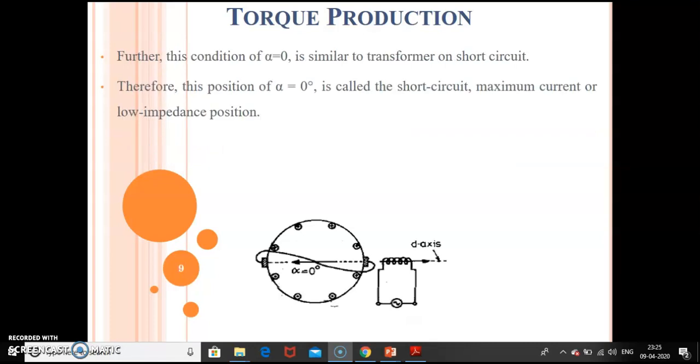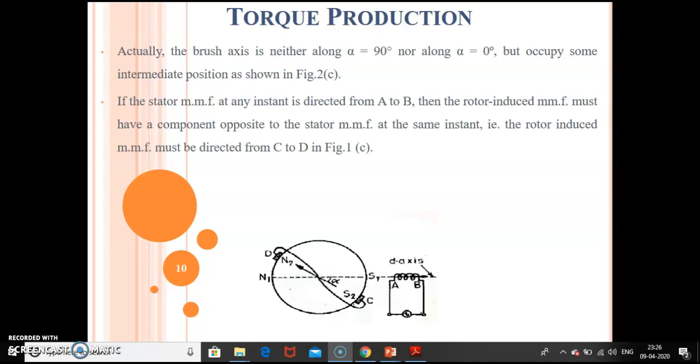Further, this condition of alpha equal to 0 is similar to the transformer on short circuit. Therefore, this position alpha equal to 0 degrees is the short circuit or maximum current or low impedance position. So alpha equal to 90 degrees or alpha equal to 0 degrees, these two positions are not the positions for the placement of the brushes for the rotor. Actually, the brushes are neither along alpha equal to 90 degrees nor along alpha equal to 0 degrees, but must occupy some intermediate position as shown in figure 2c.